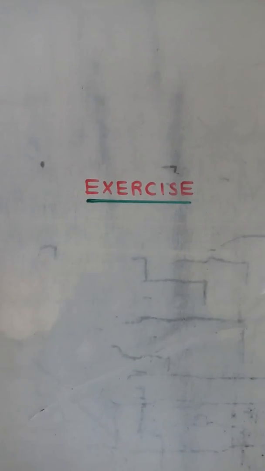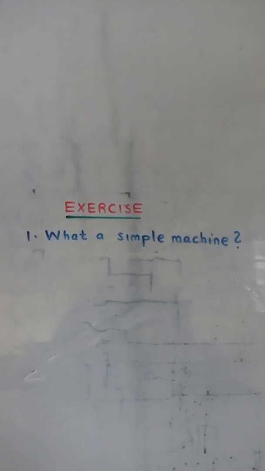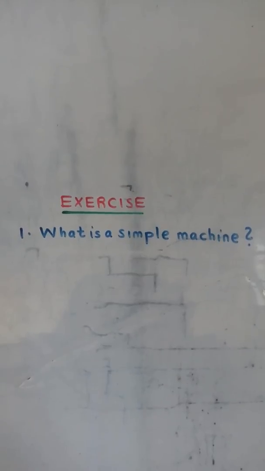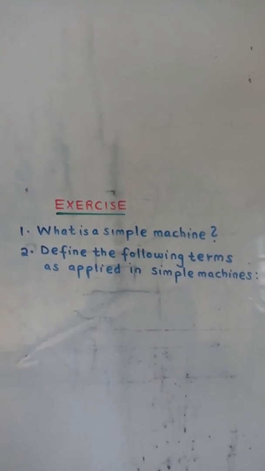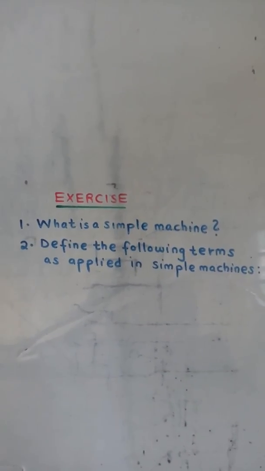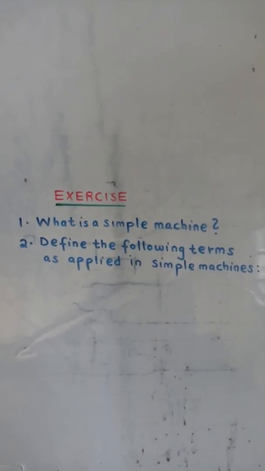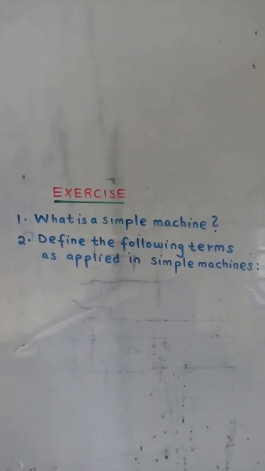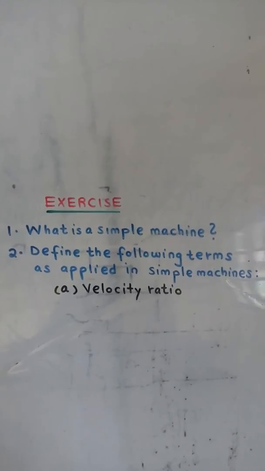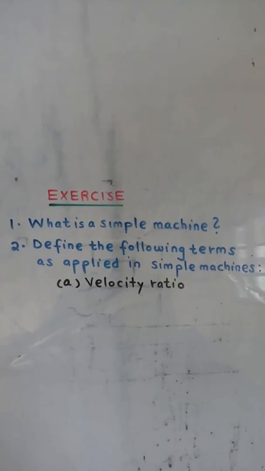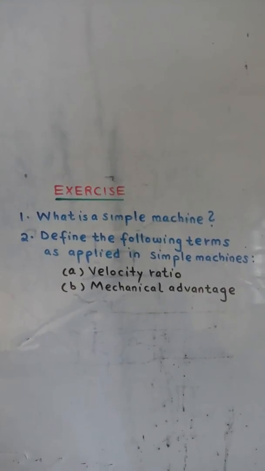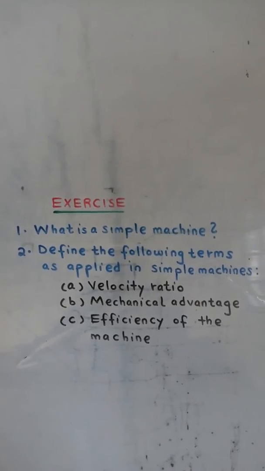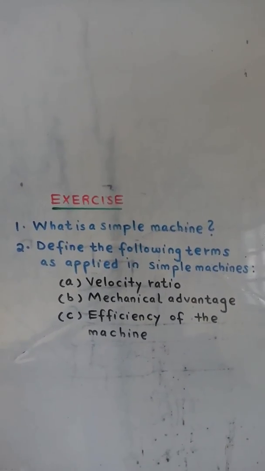Exercise number 1. What is a simple machine? Number 2, define the following terms as applied in simple machines. A, velocity ratio. B, mechanical advantage. C, efficiency of the machine.